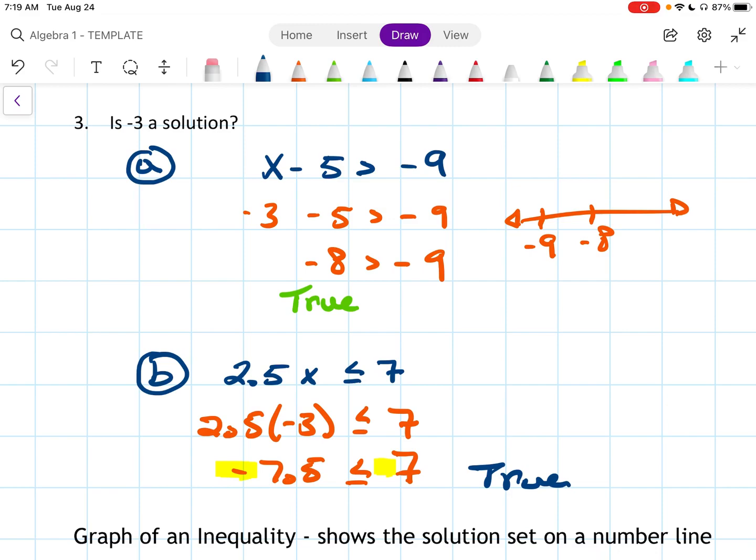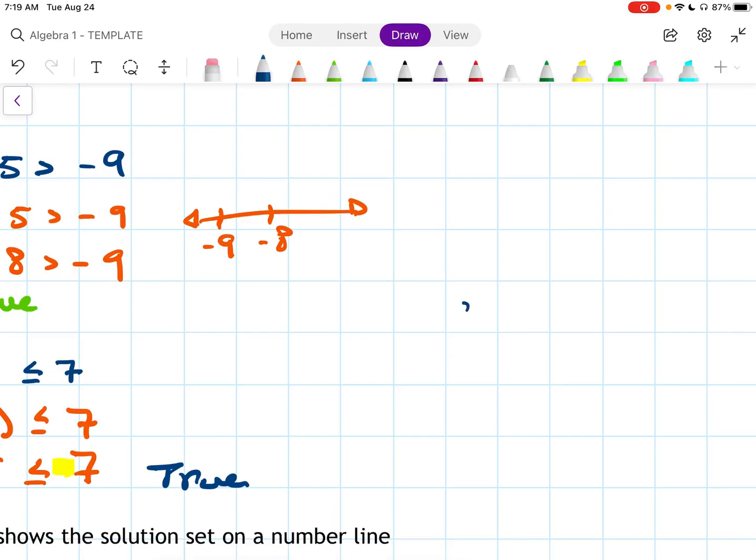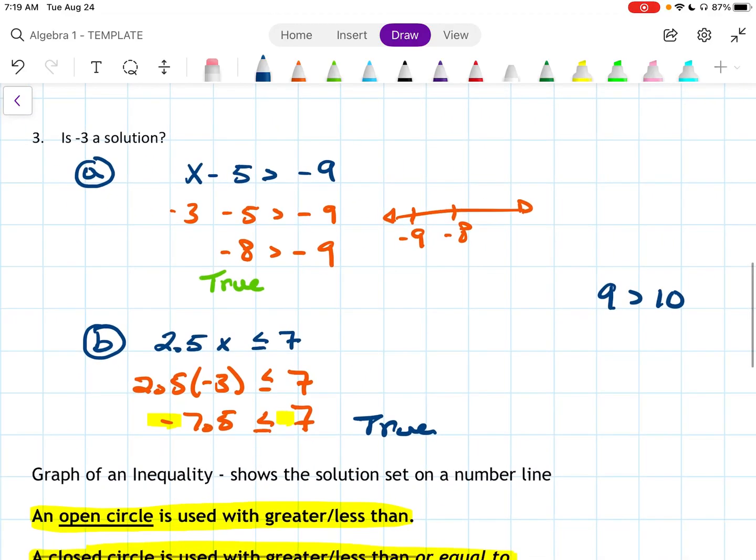An example of a not true statement would be something like 9 is greater than 10, right? Obviously, 9 is not bigger than 10. Hopefully we know that.